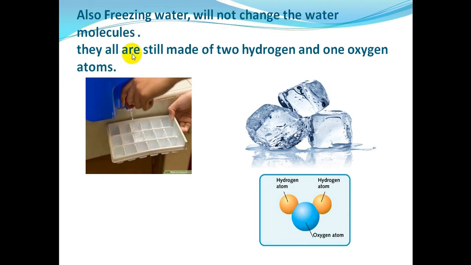They all are still made of two hydrogen and one oxygen. By freezing the water, putting the liquid water in the freezer and changing it to ice, this will not change water molecules to something else. It will stay water molecules, and it will have the same thing. It will have two hydrogen and one oxygen. We will not change elements and compounds by physical changes. But how do we change them?